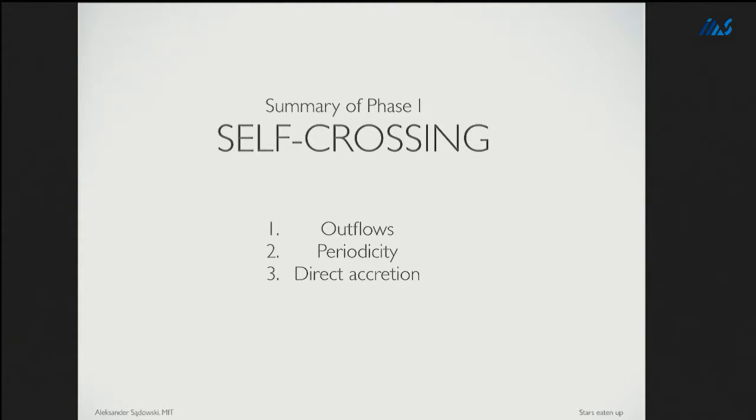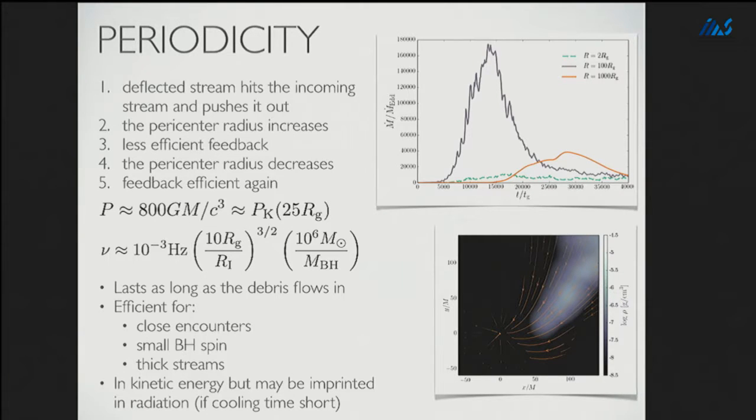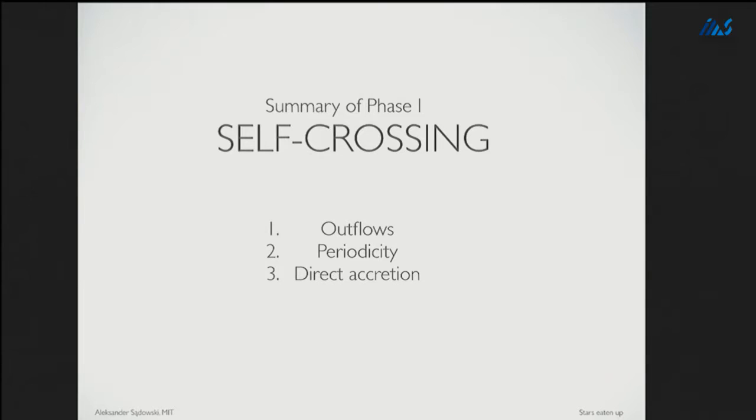So the summary of phase one is that we see outflows, and that we see some periodicity. And actually the accretion rate which falls on the black hole, and this is marked with this red dashed line, is significant in terms of the Eddington accretion rate, but it's not so significant in terms of the total amount of mass available, and it comes from the direct accretion resulting from the self-interaction of the debris.